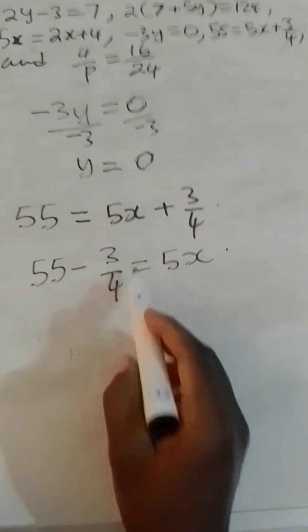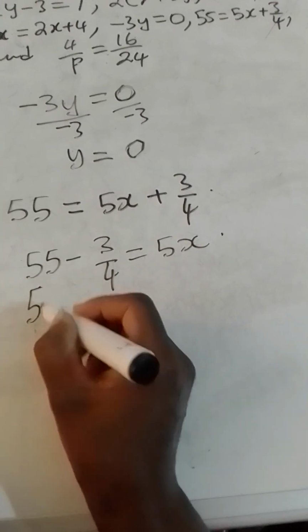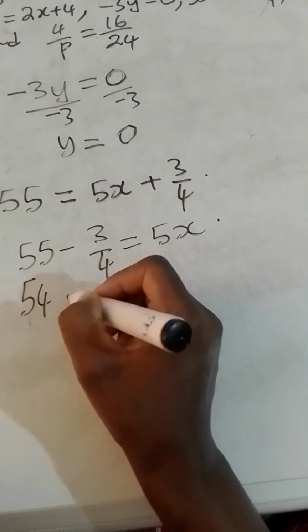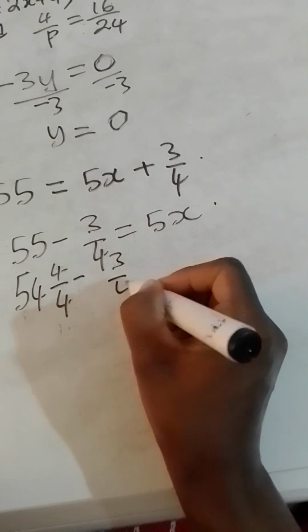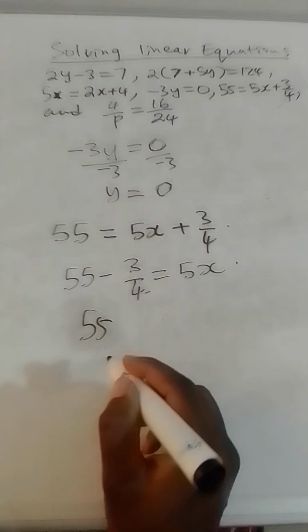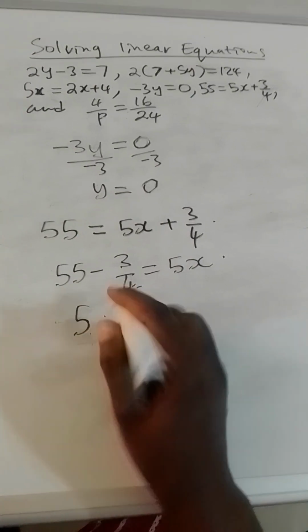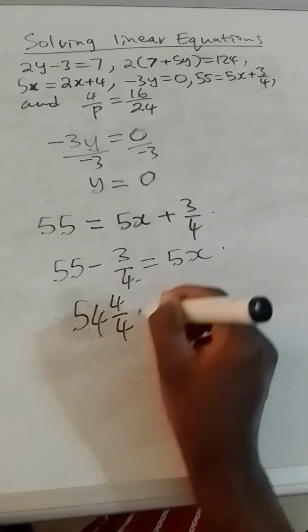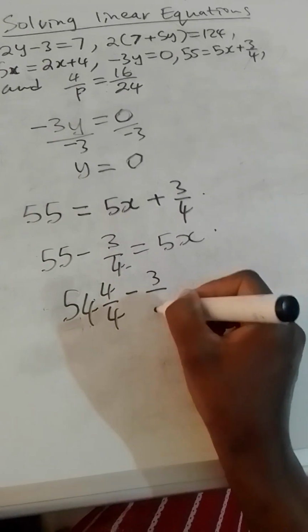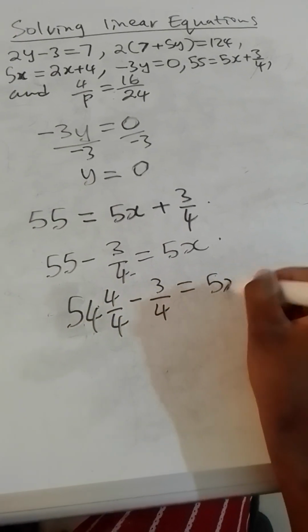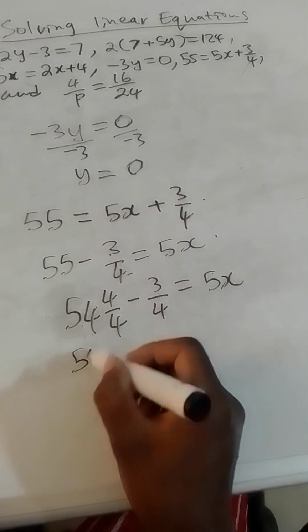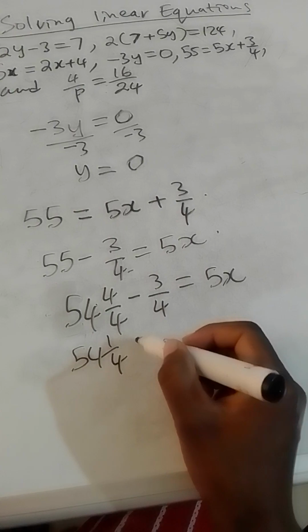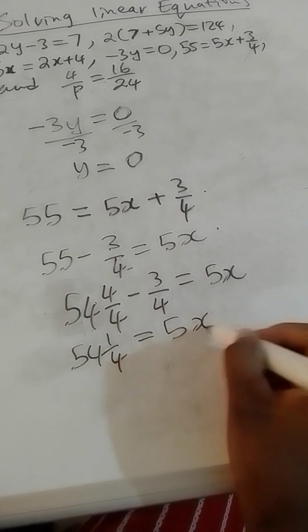Now, 55 minus 3 out of 4 is the same as 54 and 4 out of 4 minus 3 out of 4. Let's write 55. It's going to be 54 and 4 out of 4 minus 3 over 4 is equals to 5x. Now, the 3 will minus 3 there. We have 54 and 1/4 is equals to 5x.